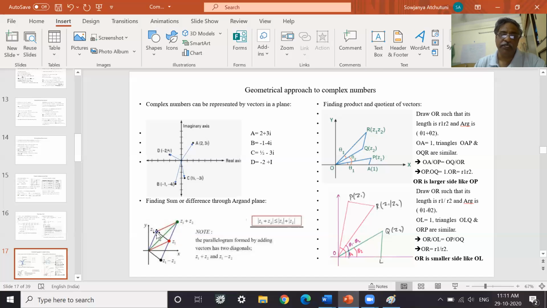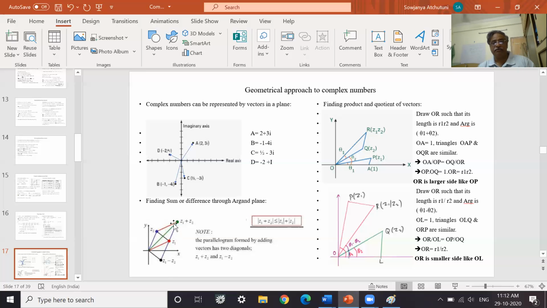Suppose I want Z1 minus Z2. So this is Z1, and this is Z2. For Z2, I have drawn the negative. This is minus Z2, from tail to head, on the opposite side. So I have put minus Z2 here and added. This becomes my Z1 minus Z2.